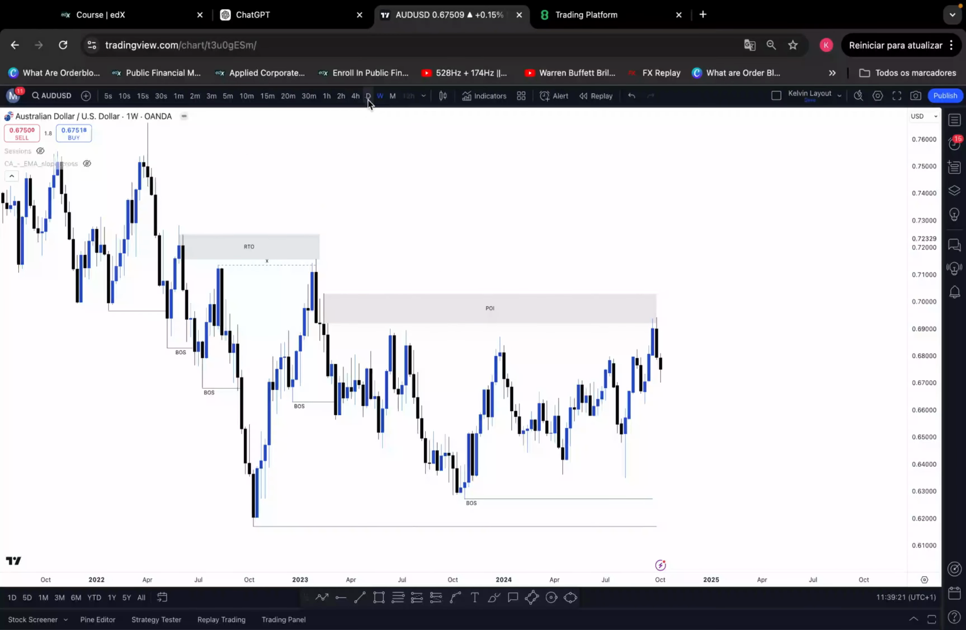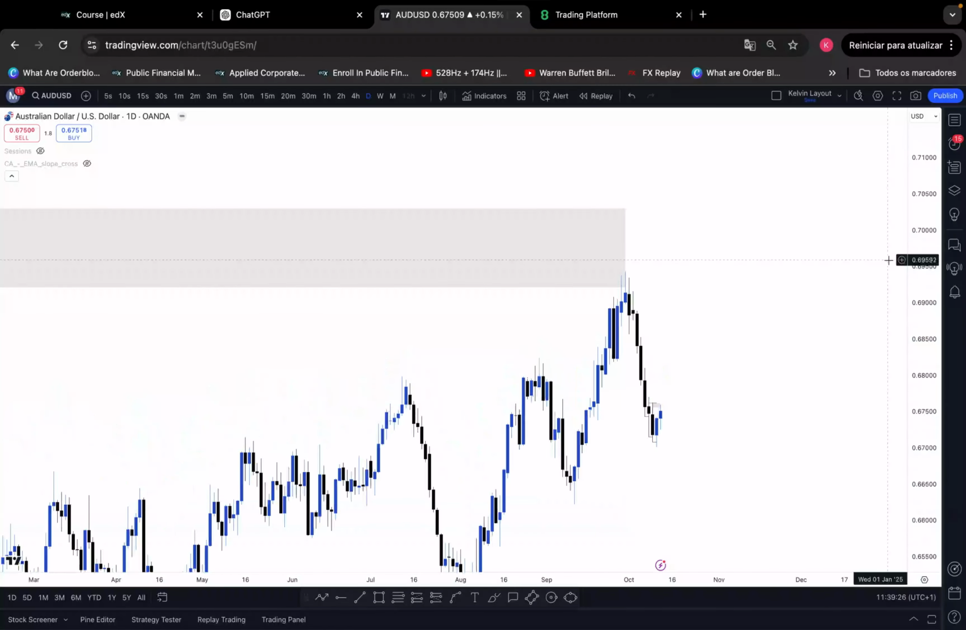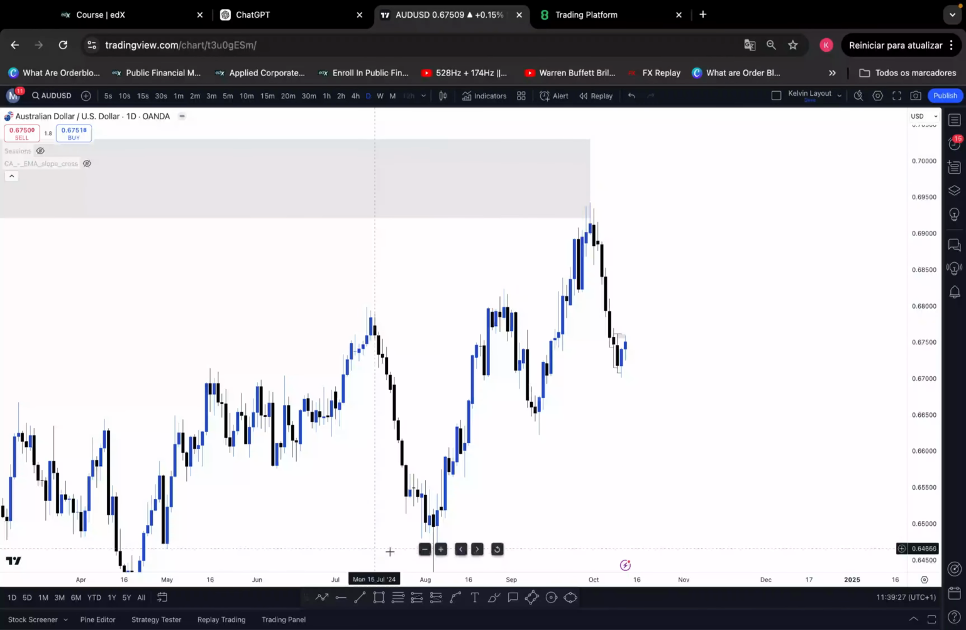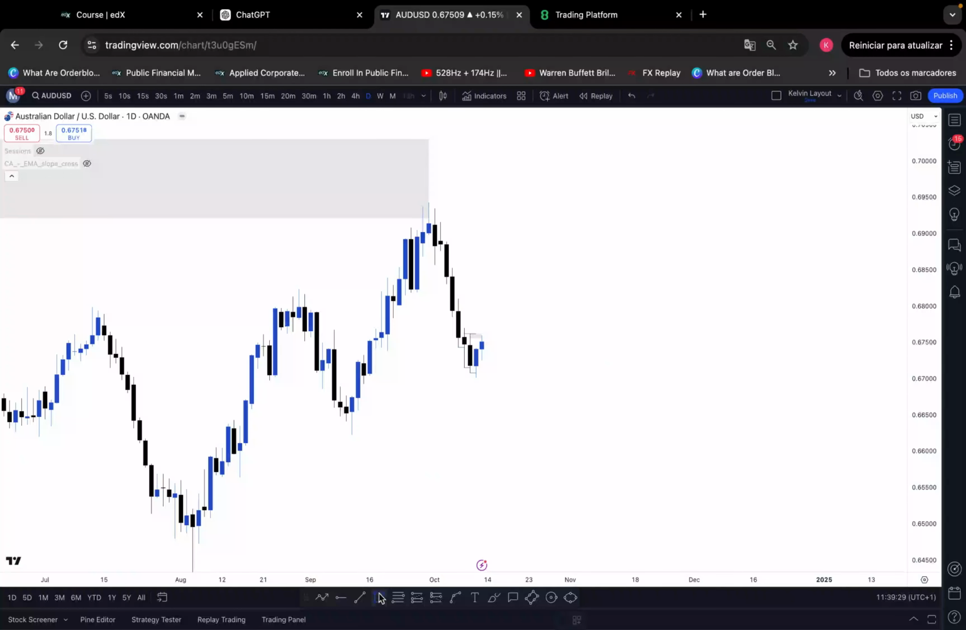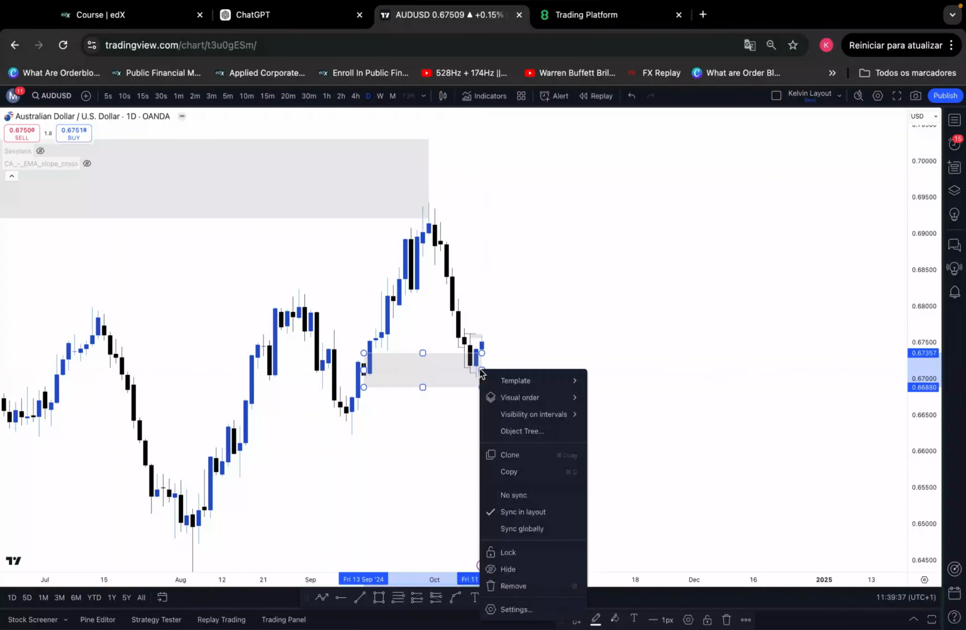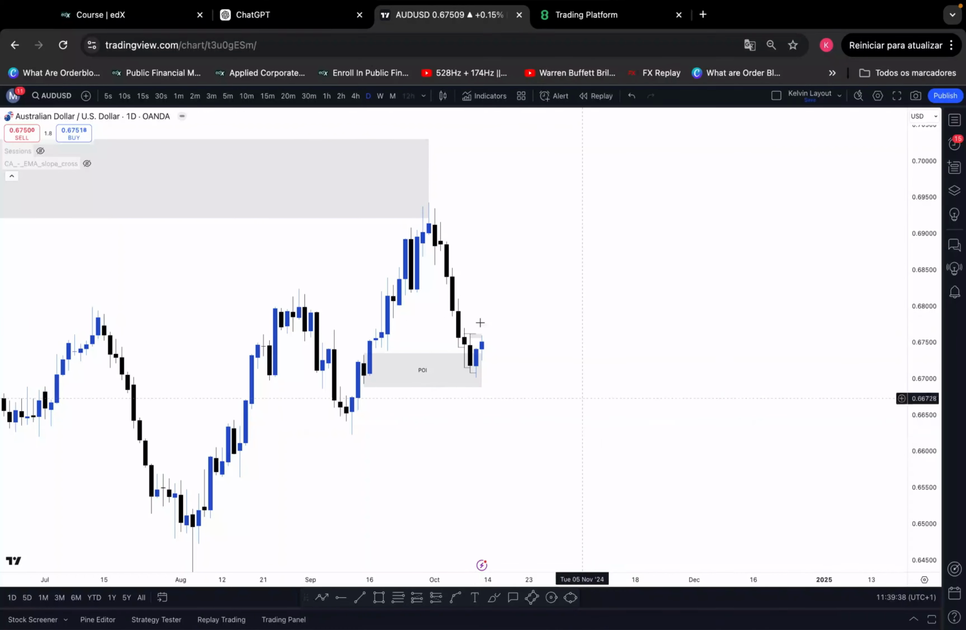What should we look at? Let's go to the daily time frame. On the daily, we can clearly see that the structure is bullish up to this point, right? So the structure is bullish. This is the order block that price has now tapped into. So this is an area of reaction that we're seeing happening right now.